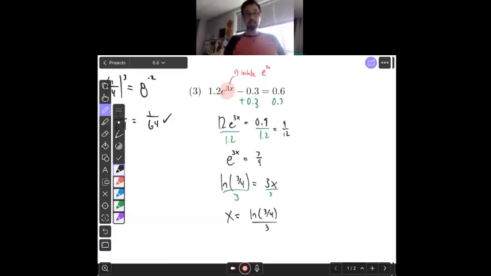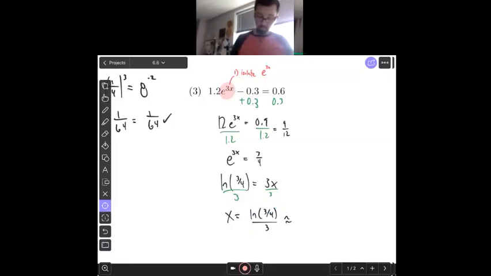There's my exact answer. Then we'll go to the calculator to get the approximate answer now. Do not round during the middle of a problem. It would be inappropriate to type this in, round it, and then divide it by 3. Okay. Now that I'm done, I can start rounding.